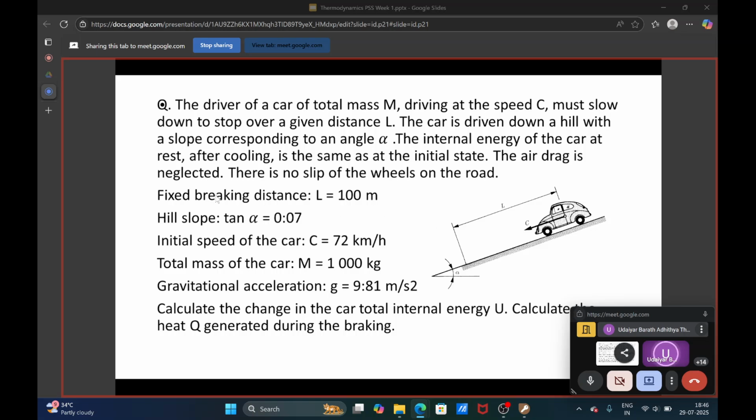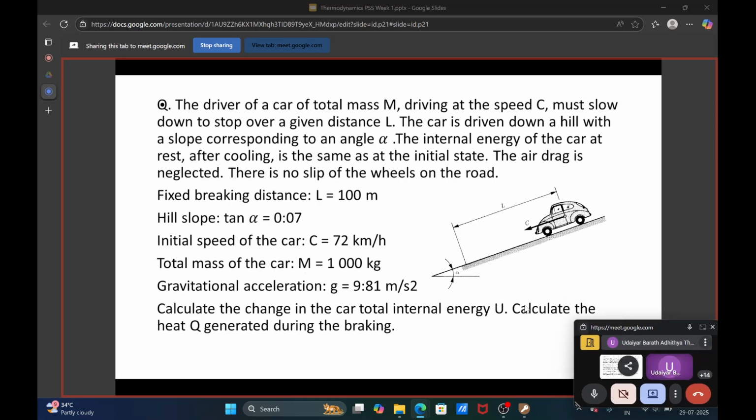So the braking distance is given as 100 meters. The slope of the hill is given as tan alpha is 0.07. The speed of the car initially is 72 kilometers per hour. The mass of the car is 1000 kg and g is given. So calculate the change in the car's energy and calculate the heat generated.